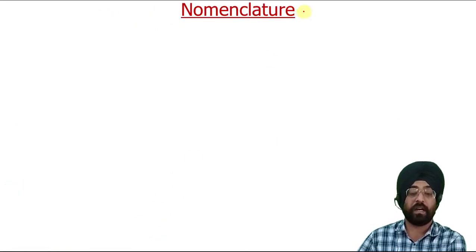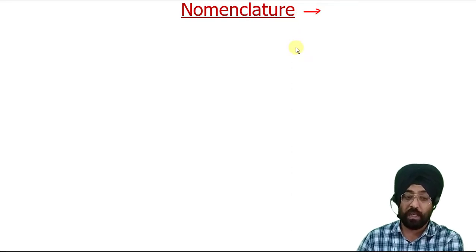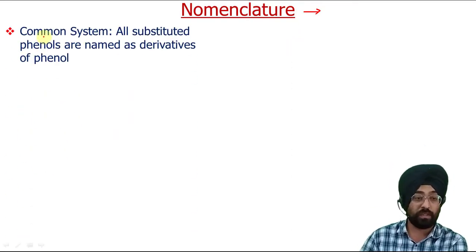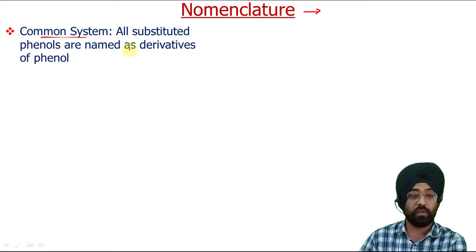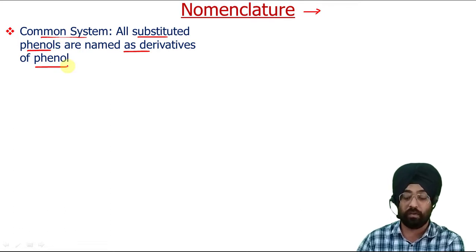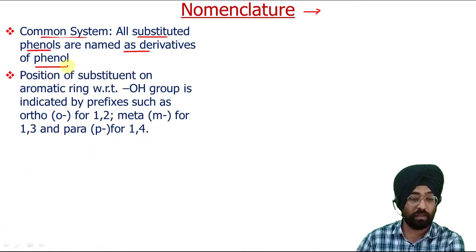Now let us start their nomenclature. Let us try to do their nomenclature, how they are named. Basically we have two systems, a common system of nomenclature and the IUPAC system. First let us discuss the common system. In this system, substituted phenols are named as derivatives of phenol, and that we will see. It means if we have other substituents on phenol, then we will name them as a derivative of phenol.